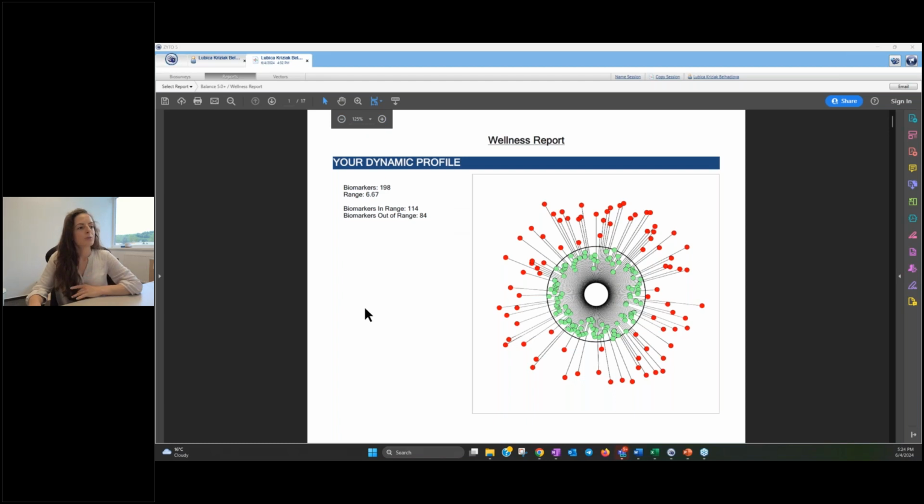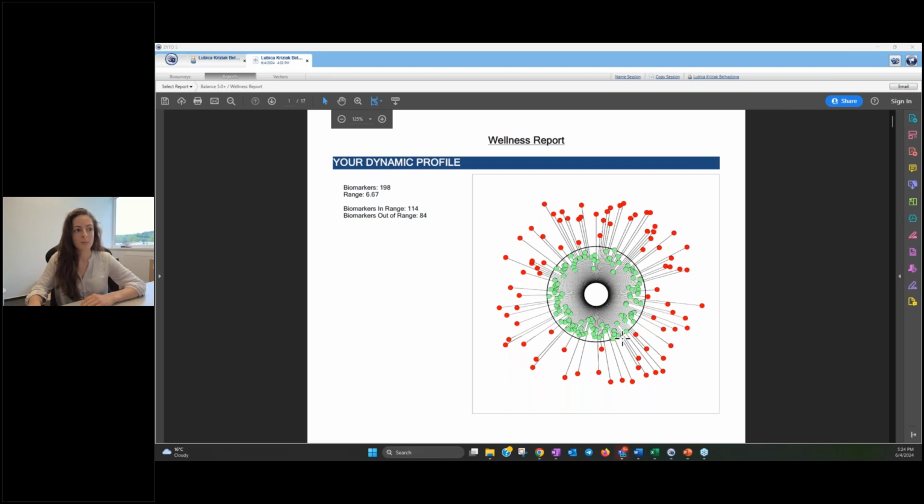When you see the wellness report, the first thing you can see here is the dynamic profile. Basically, this is a summary of your response to the Zyto scan. So we scan 198 biomarkers, which are digital representations of actual items. We now know that, right? And here we can see that 84 of them are responding out of range. Those are the red dots. And 114 responded in range. Those are the green dots.